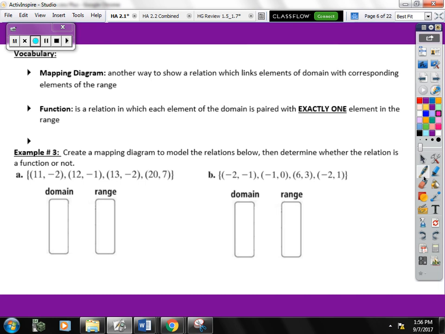All right, so down here they want us to create a mapping diagram to model the relations. When you create a mapping diagram, again, you're going to do the numbers in order from least to greatest. No repeats. And you do have to connect the x value to its matching y value. So these are the same ones we did above. So 11, 12, 13, and 20. Negative 2, negative 1, and 7. Again, you don't double count that negative 2. You don't write it twice.